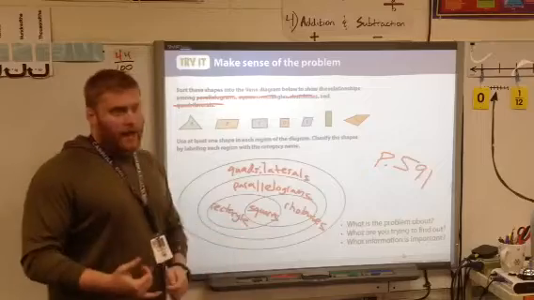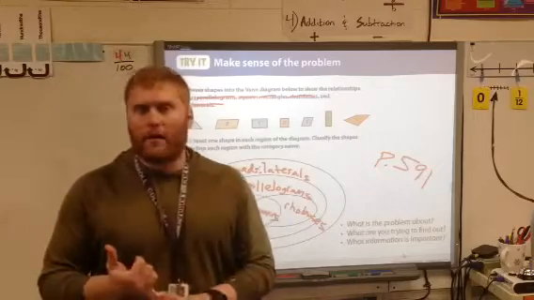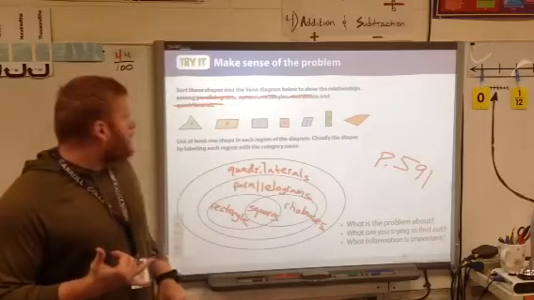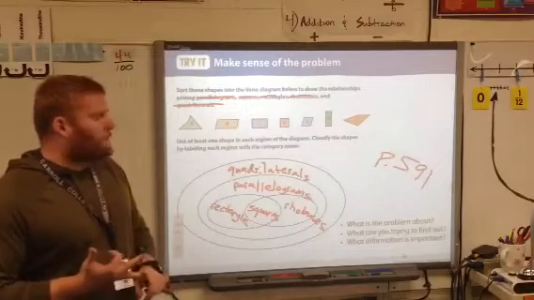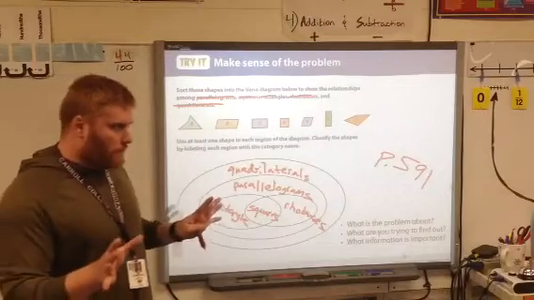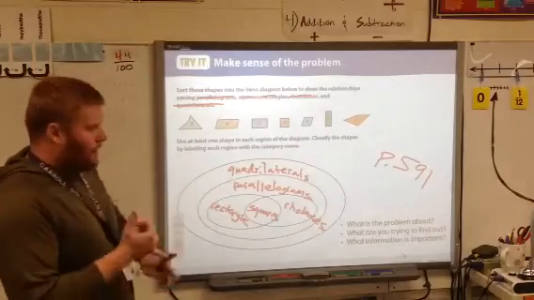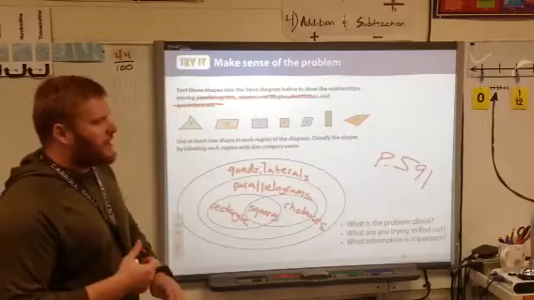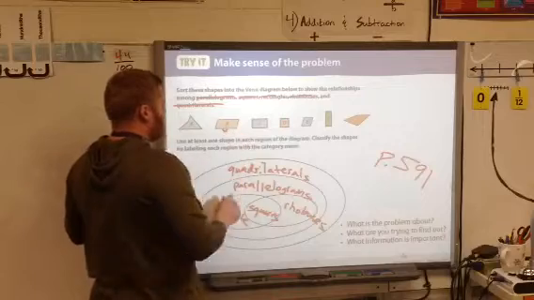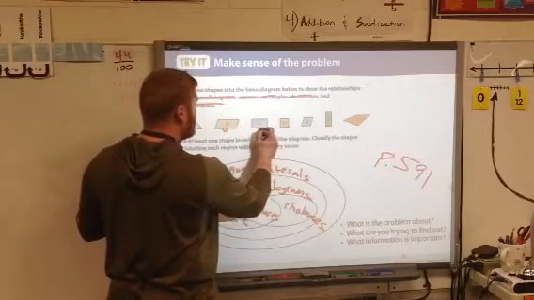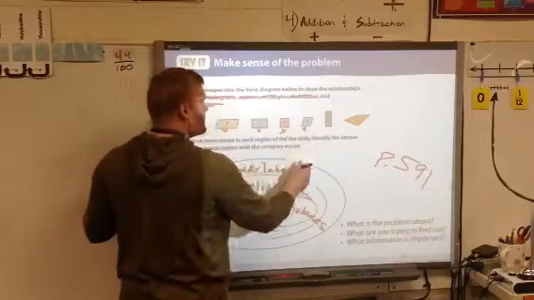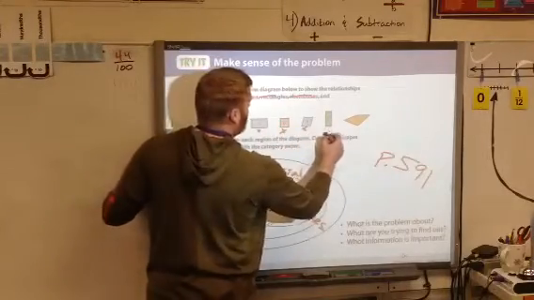So I know that I'm looking for shapes without parallel lines, without right angles, and without sides of equal length. So let's look and eliminate the ones that have parallel lines, right angles, and sides of equal length. If I look at B, 2 sets of parallel sides. Can't be that one. C, 4 right angles, 2 parallel sides. D, same thing. E, parallel sides. F, right angles and parallel sides.